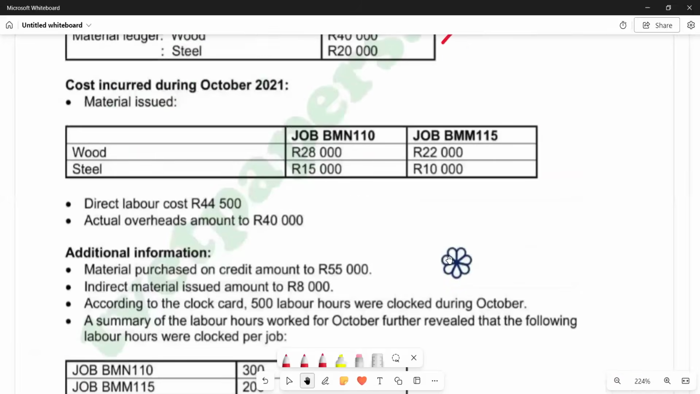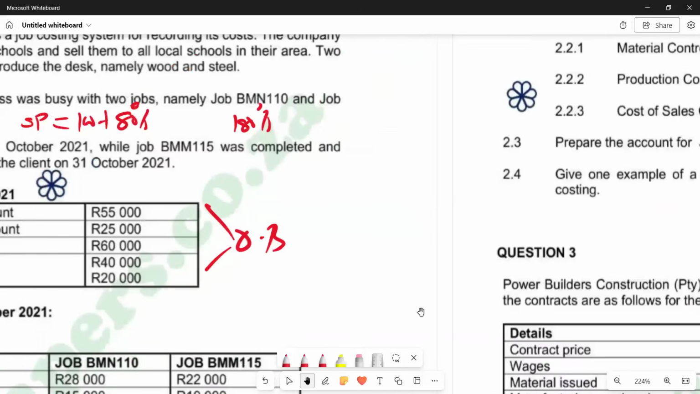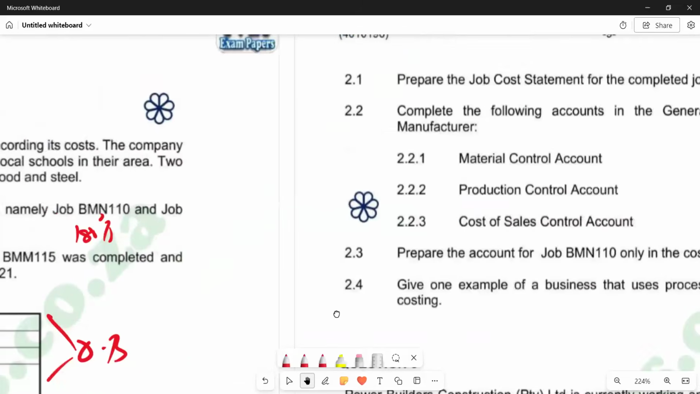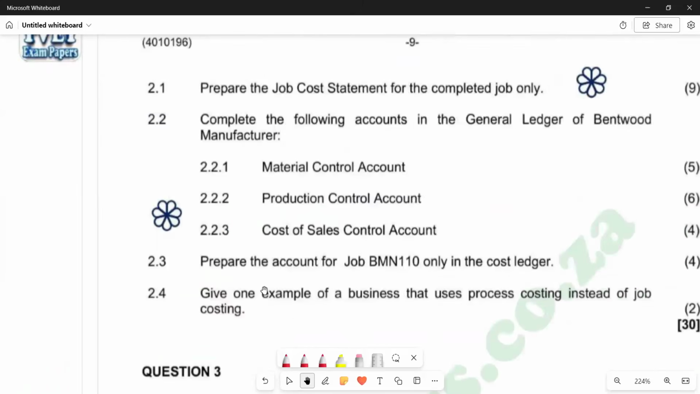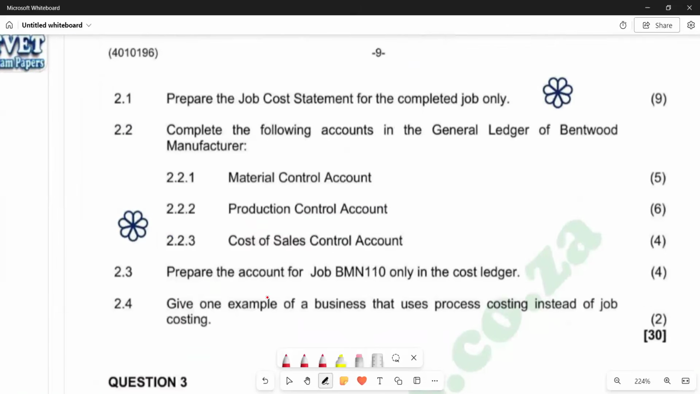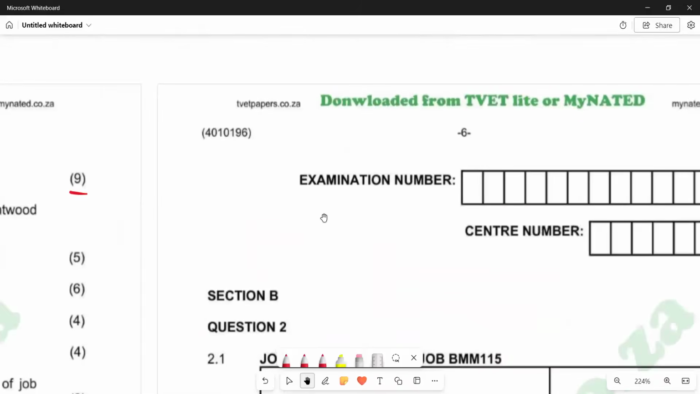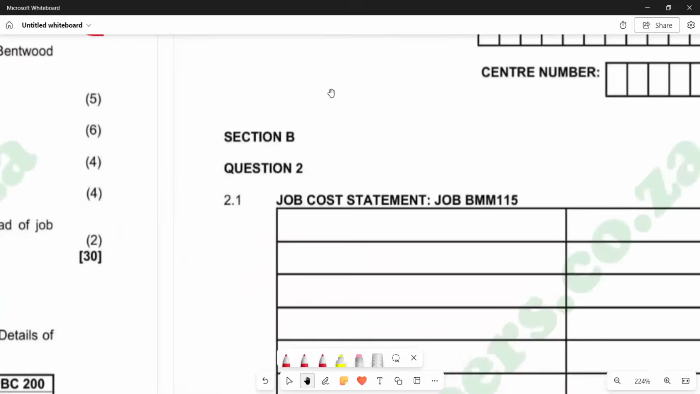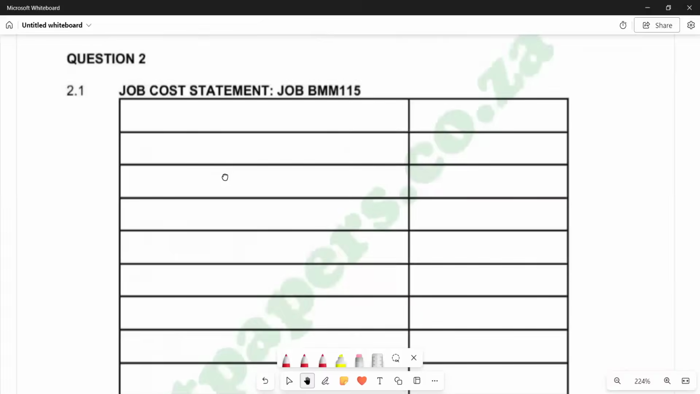Then we go to the next page to see what we have. On the next page, it reads 2.1: prepare the job cost statement for the completed job only. So we are going to prepare the job cost statement for the completed job only. And remember, there are 9 marks on that question. So we go to the other section to see what we have in terms of that job cost statement. We are here. This is our job cost statement that we are going to fill in.